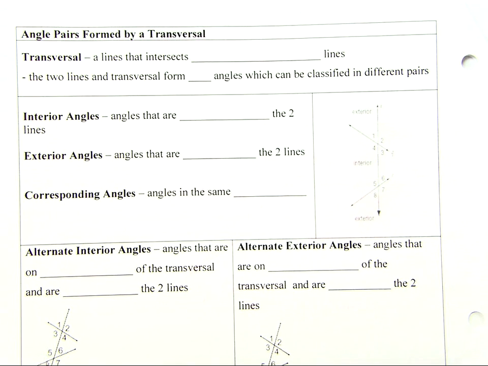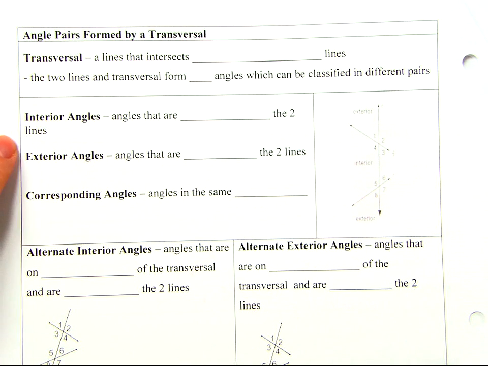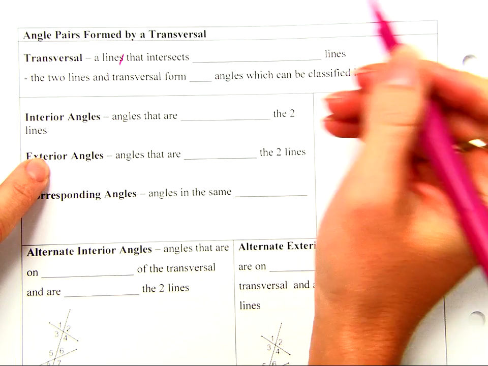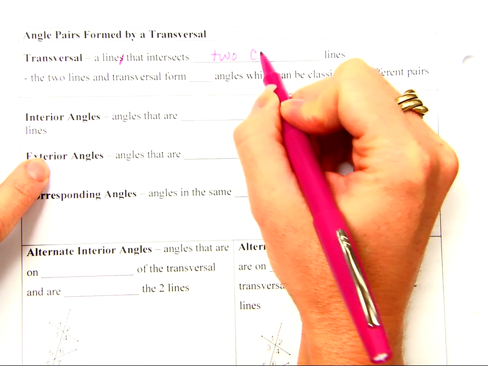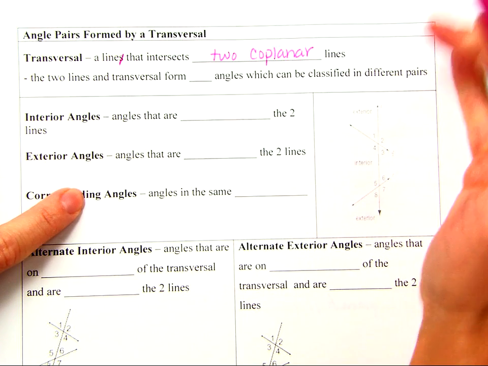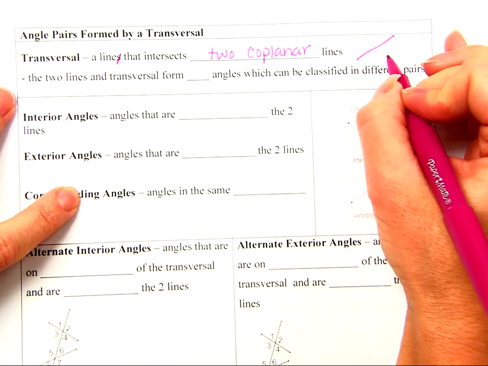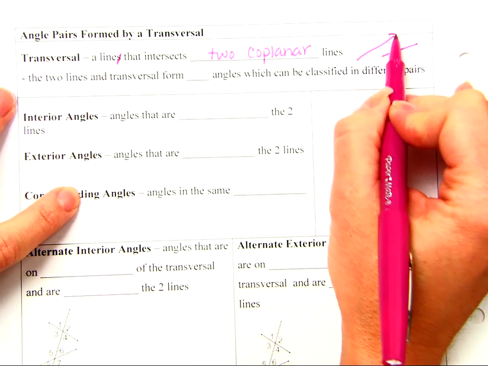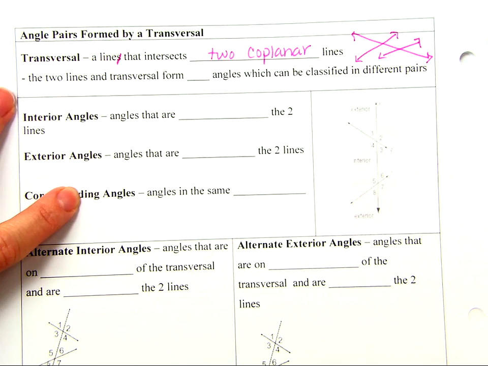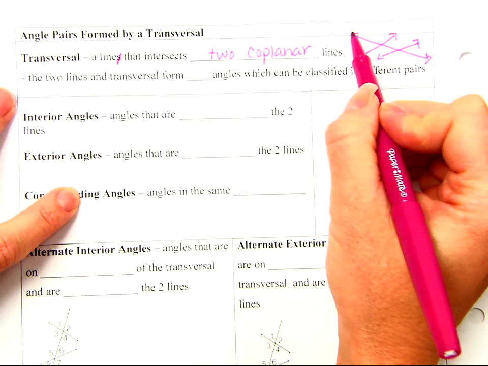At the top of page 2, we're going to start talking about some angle pairs. And the first term that they introduce to us is the word transversal. Well, by definition, it says a transversal is a line that intersects two coplanar lines. What does that mean? Well, if I had two coplanar lines and my transversal is the line that intersects both of those, so it would cut through here would be my transversal.